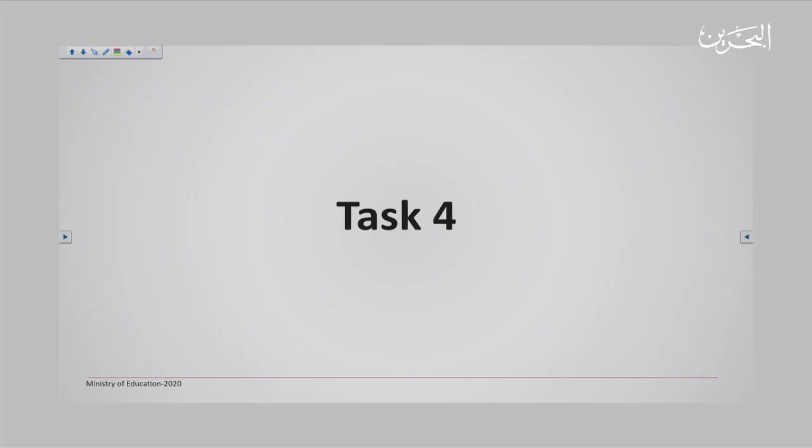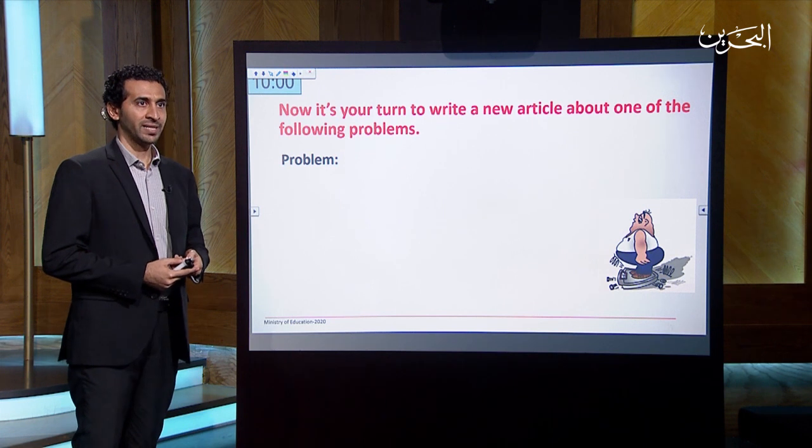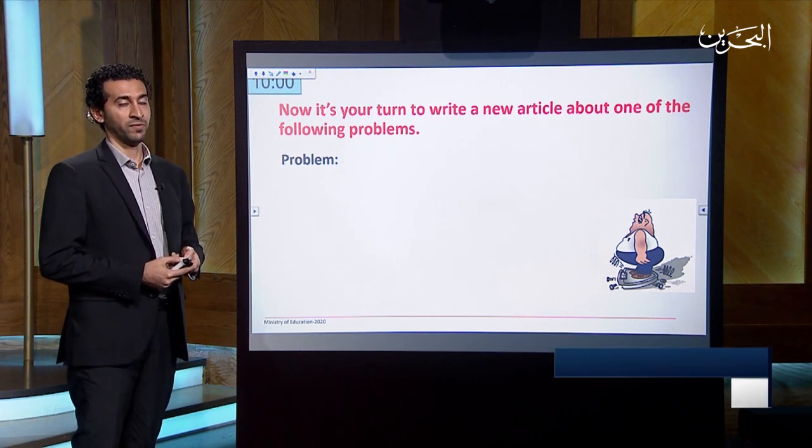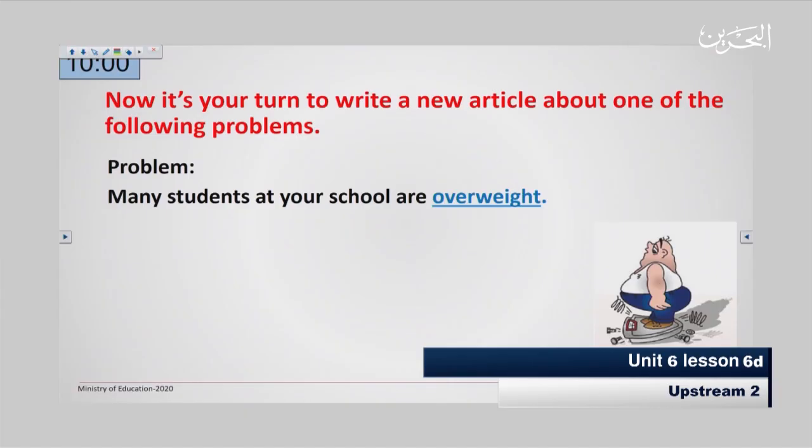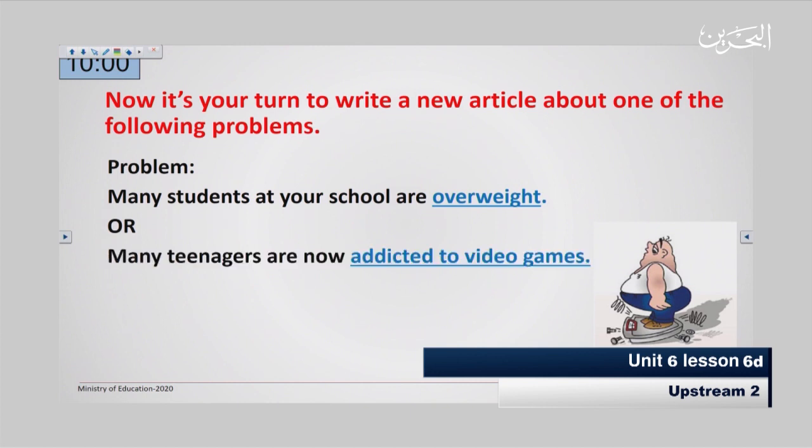Now, the final task. Now it's your turn to write a new article about one of the following problems. Well, we have two problems. The first one is, many students at your school are overweight. What can you do? What are the suggestions for them? Or, many teenagers are now addicted to video games. So you can choose one of these problems and write down your article. But make sure that you make suggestions and justification for each problem.